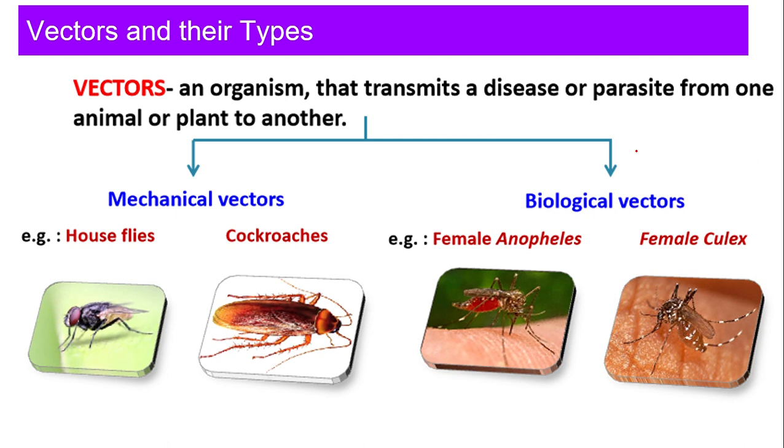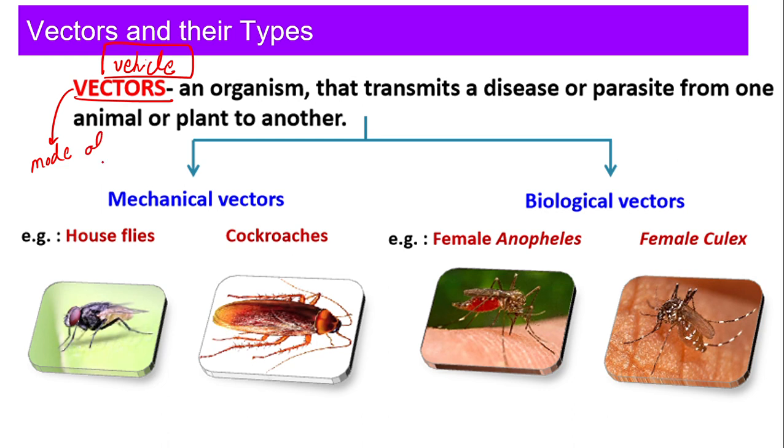This is part 3 for biology in human welfare, and in today's class we are going to discuss vectors and their types. Now what are vectors? Basically vectors are nothing but vehicles. Why vehicles? See, when you come to the school, obviously there must be some mode of transportation for you, right? So vectors are nothing but the mode of transportation.